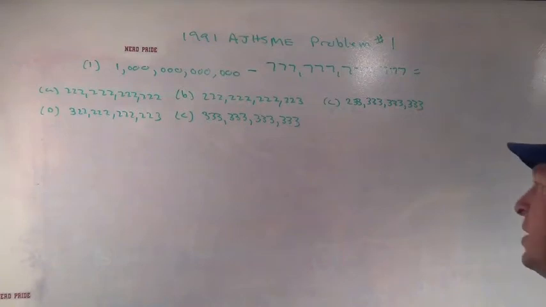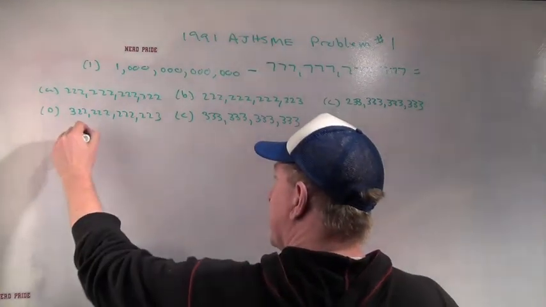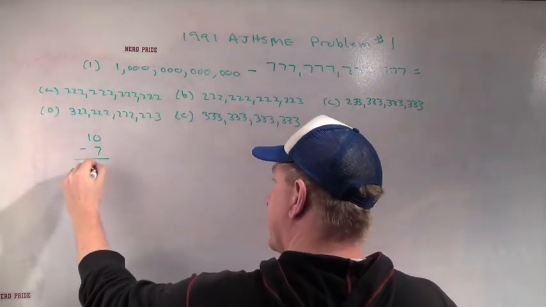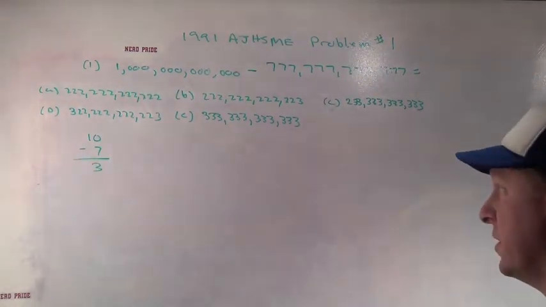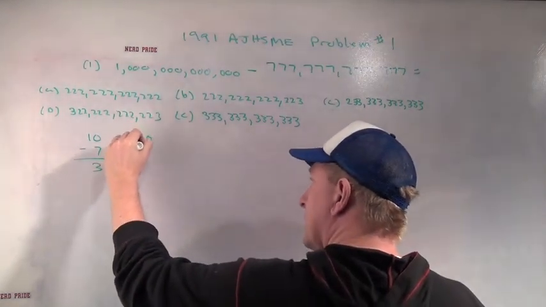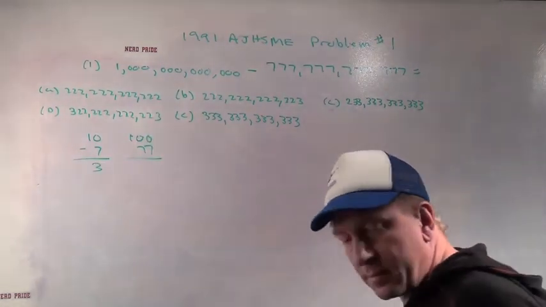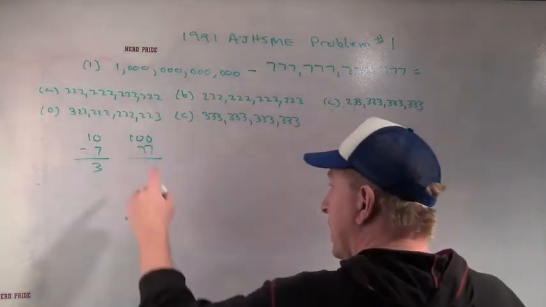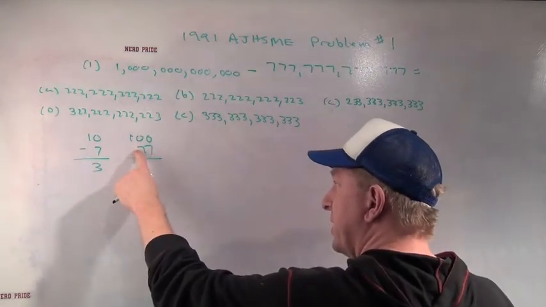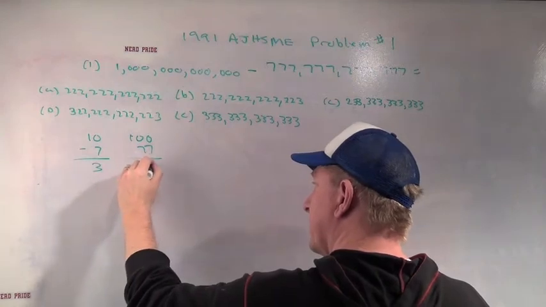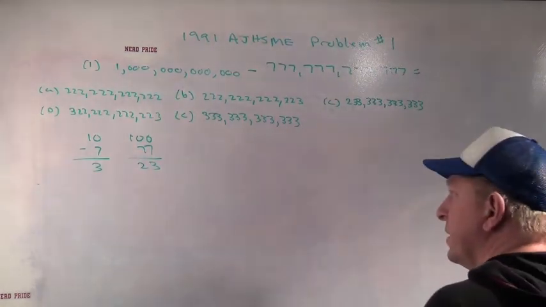And what I want to do is just say, let's take a simpler problem. 10 minus 7. Well, we know that's just 3. Okay? So now let's do 100 minus 77. And we're going to start looking and see if we see any patterns. 100 minus 77, well, 100 minus 70 is 30, and then 0 minus 7 is minus 7, so we get 23. 30 minus 7 is 23.